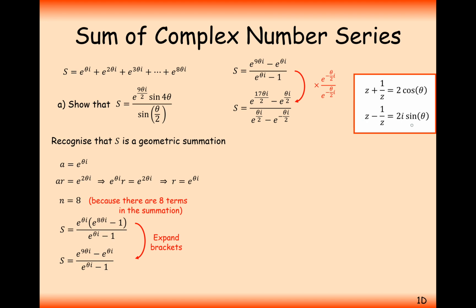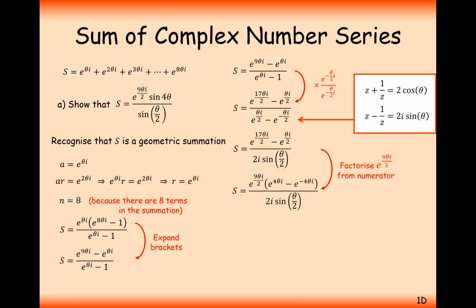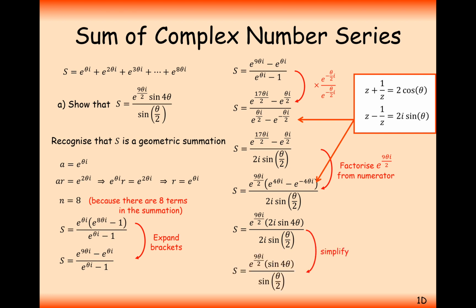Then this is the first opportunity to apply this sine rule here. So 2i sine theta over 2 appears on the bottom. Then use the question to give you a bit of a clue as to what to do next. You need to factorize out this expression here, e to the 9 theta i over 2. So do that and see what you get, and hopefully it'll be another opportunity to use this sine rule here. So then you can simplify that to 2i sine 4 theta, and then you get your answer by cancelling out 2 i's on the top and the bottom. So a little Match of the Day action replay there. You have to do all of that just for part A.